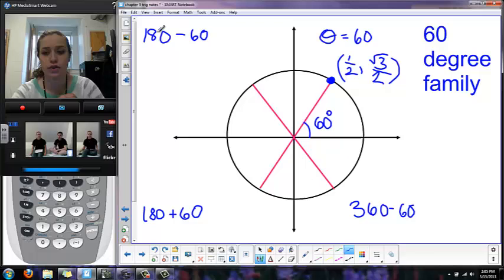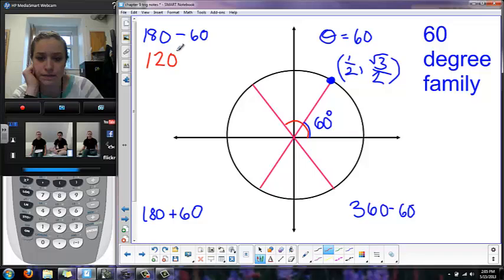So I'm pretty sure you know the drill by now. Let's figure out what this angle is from here to here. That's 180 minus 60, so we're at 120 degrees. What are the sine and cosine of 120? That would be negative 1/2, positive radical 3 over 2.